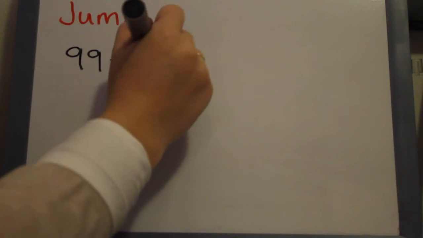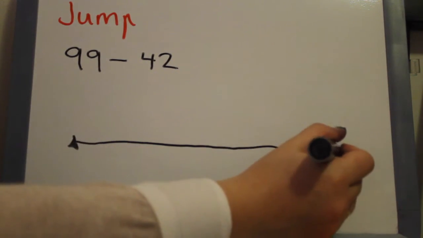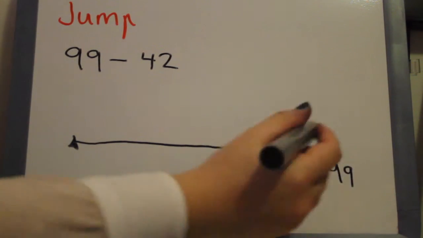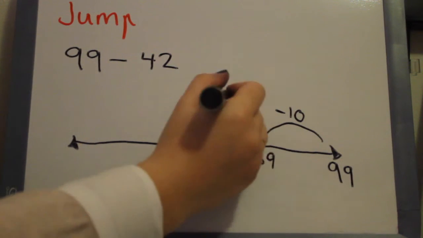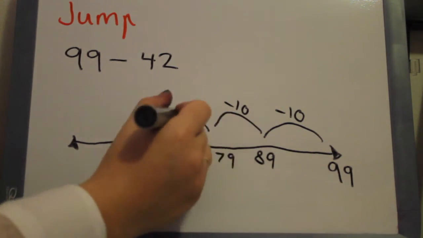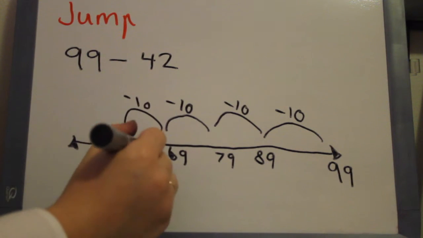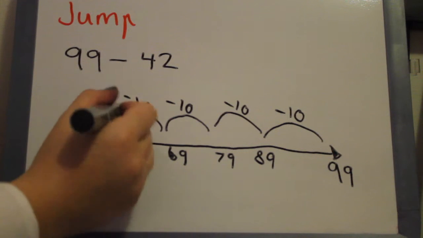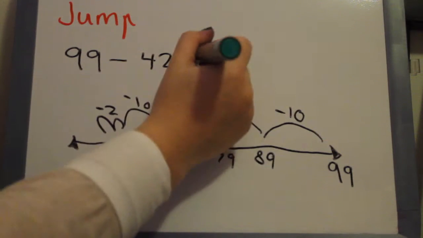Jump. When we subtract, we can use the jump strategy to help us. Look at 99 minus 42. We start at 99, we subtract 10 to 89, then we subtract another 10 to get to 79, another 10 to get to 69, and another one to 59, and then we minus the last two to 57. Therefore, 99 minus 42 equals 57.